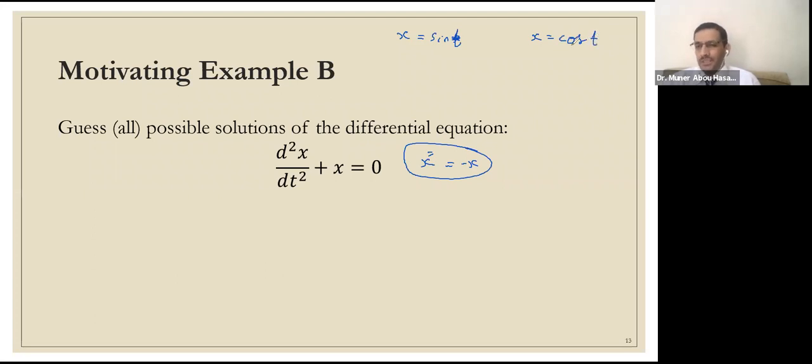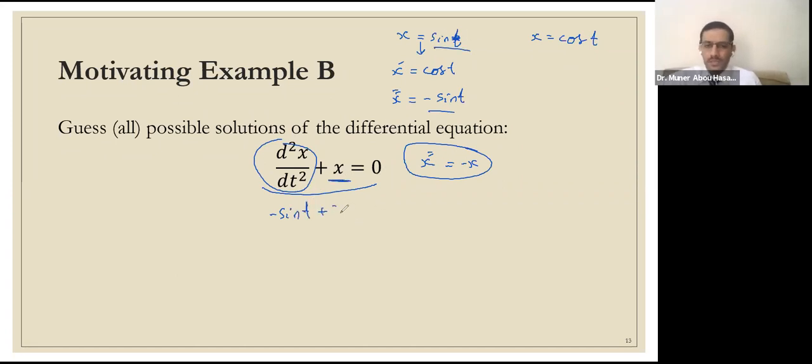But let me check, okay? If x is sine t, then x prime is cosine t, it's very easy. And x double prime is negative sine t. Let me plug it into my equation. Instead of the second derivative, I have negative sine, plus my function, which is sine. Negative sine t plus sine t equals 0. So 0 equals 0, satisfied. So this is one solution.